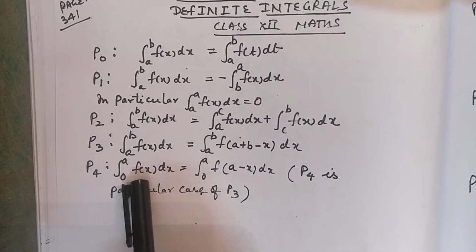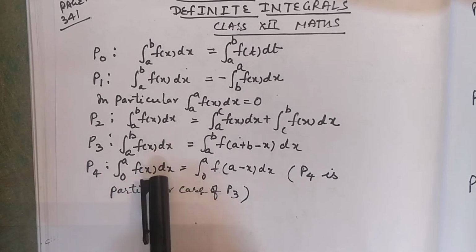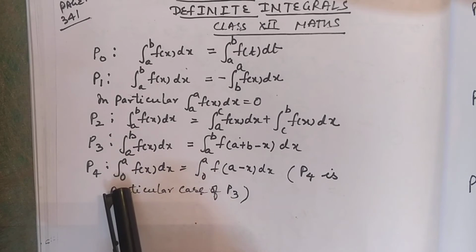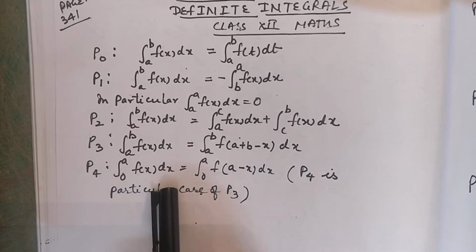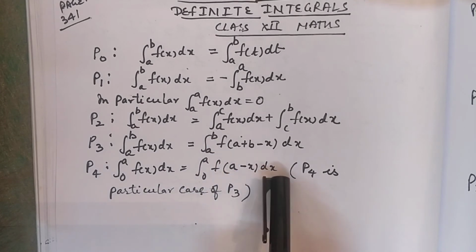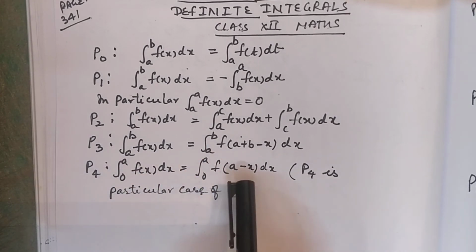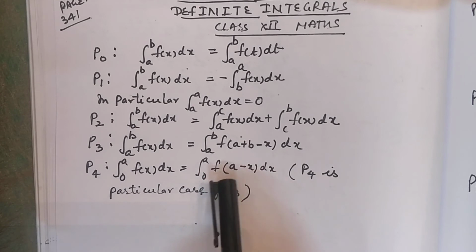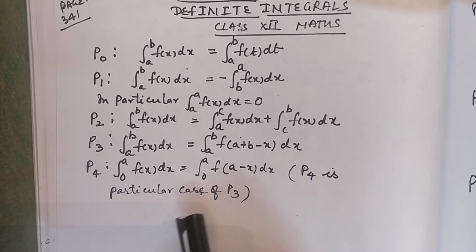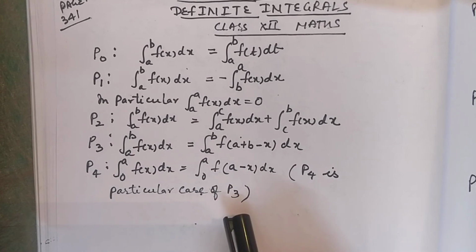Again P4 is the particular case of P3, property 3. Here instead of a to b, limits are from 0 to a f(x) dx. This can be written as 0 to a f(a minus x). Instead of writing 0 plus a minus x, you will write f(a minus x) dx. So P4 is the particular case of P3.